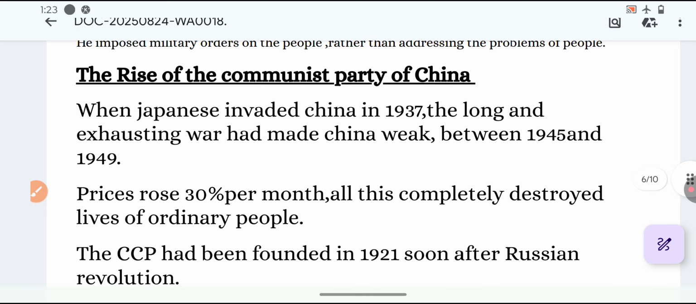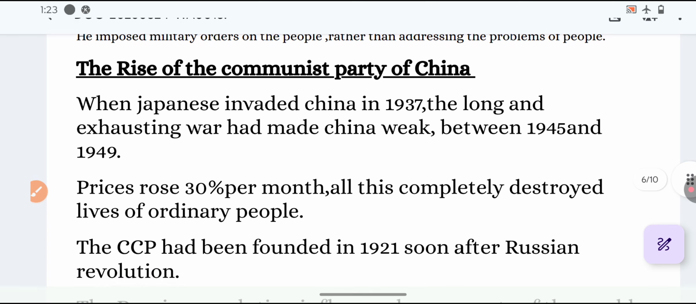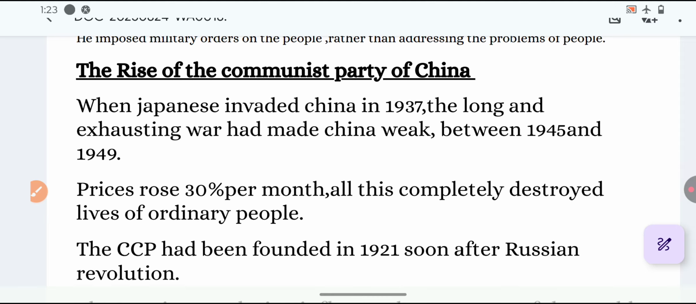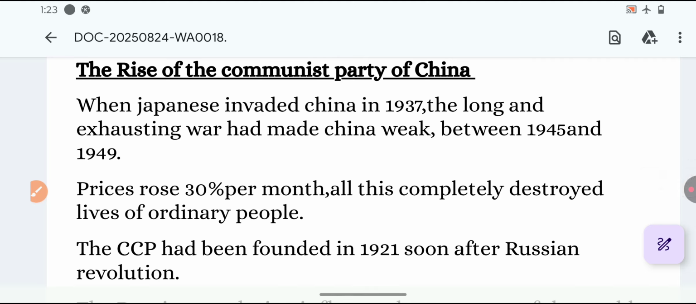Today we are discussing the rise of the Communist Party of China. This is the 13th lesson of 10th class. When Japan invaded China in 1937, in which year did Japan attack China? 1937. So in 1937, China was exhausted. China lost its economy and its armies. China had become weak.